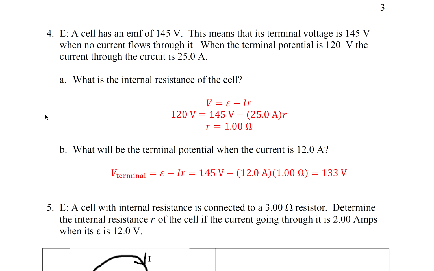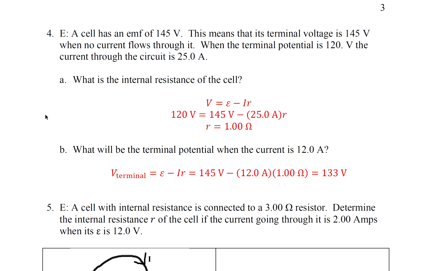Question 4. A cell has an EMF of 145 volts. This means that its terminal voltage is 145 volts where no current passes through it. When the terminal potential is 120 volts, the current through the circuit is 25 amps. So what is the internal resistance of the cell? Let's use this equation, V equals E minus Ir. We get little r equals 1 ohm.